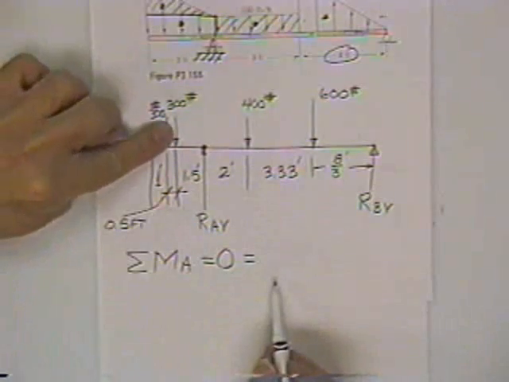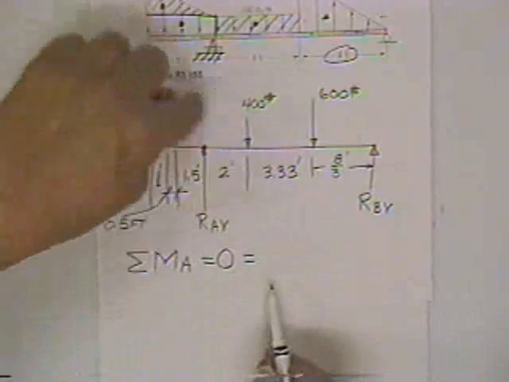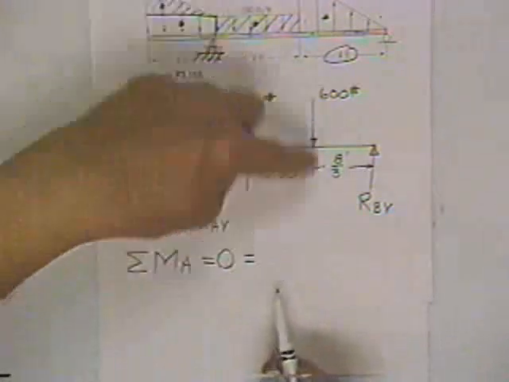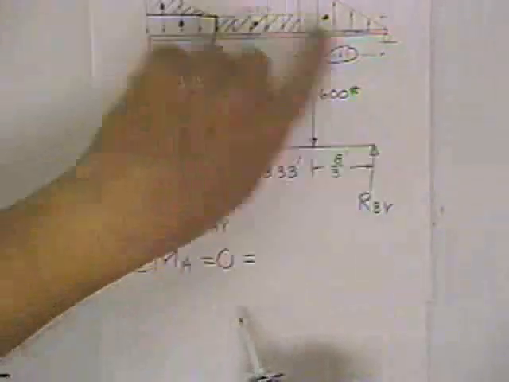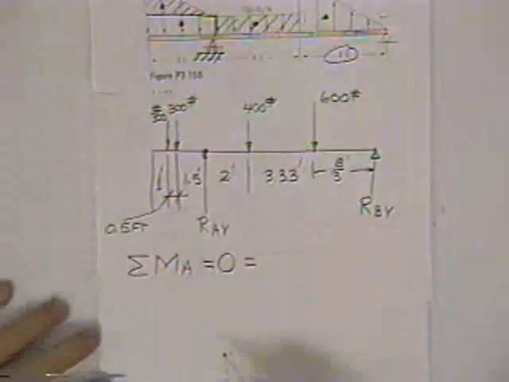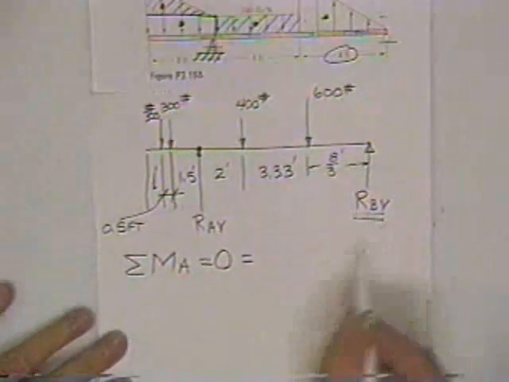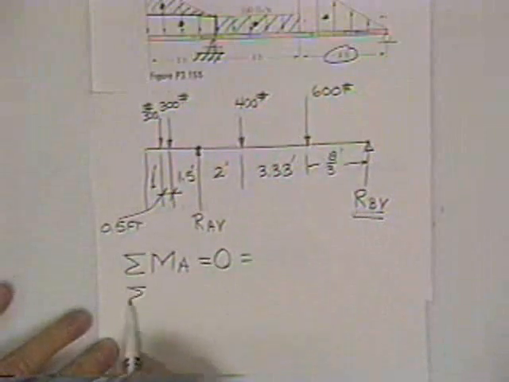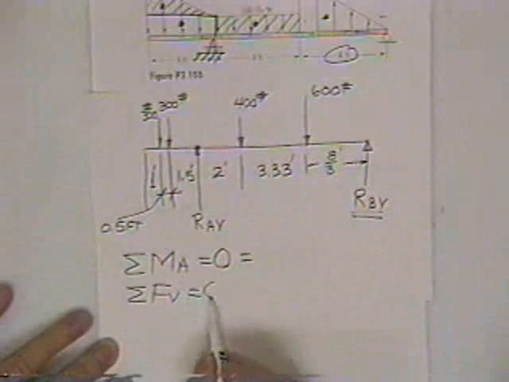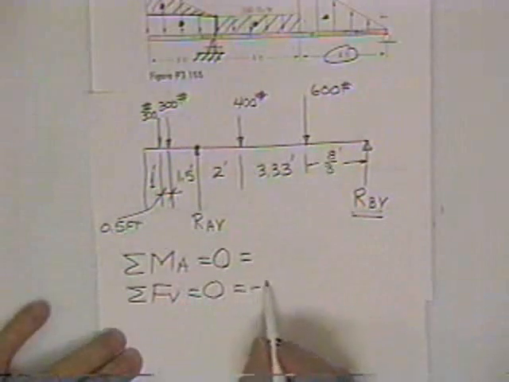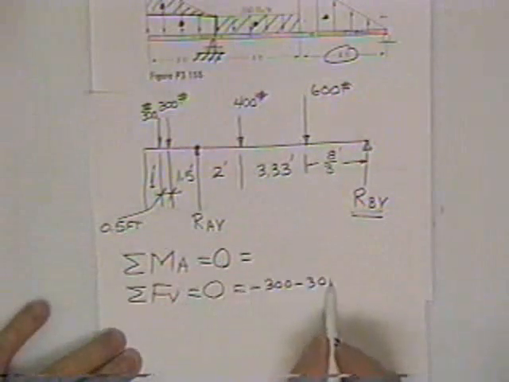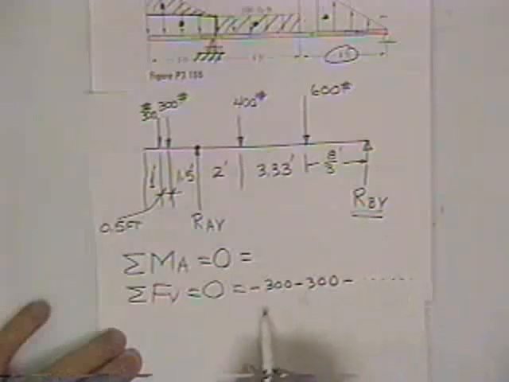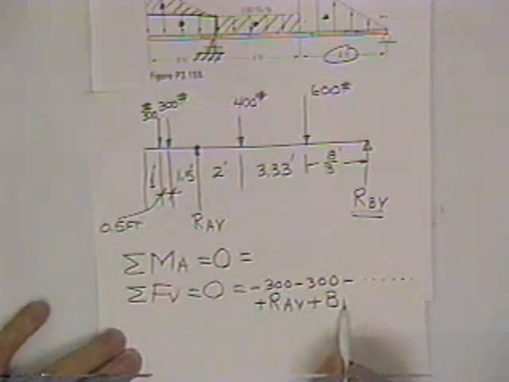300 times his moment arm, 300 times his moment arm, those are positive. 400 times his moment arm, negative. 600 times his moment arm, negative. RB vertical times his moment arm, positive. Set them equal to 0 and solve for this. Then you can sum forces in the vertical direction equal to 0, which would be minus 300, minus 300, minus so and so and so and so, plus the reaction at A vertical, plus the reaction at B vertical.